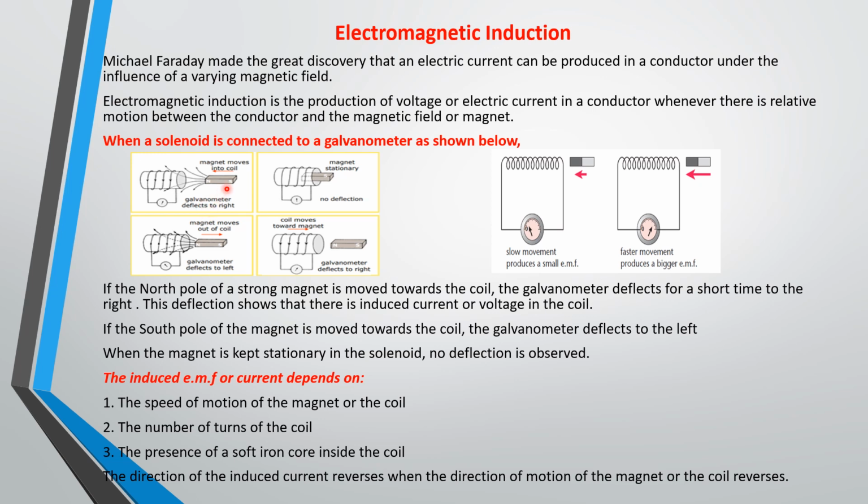So electromagnetic induction is the production of voltage or electric current in a conductor when there is a relative motion between the conductor and the magnetic field or magnets. If you are asked this kind of question, you should be able to draw this and use it to indicate the direction. Just be able to draw this drawing, or you can draw any of this and use it to describe. If you can draw this picture and write a little about it, you have your full mark in physics.